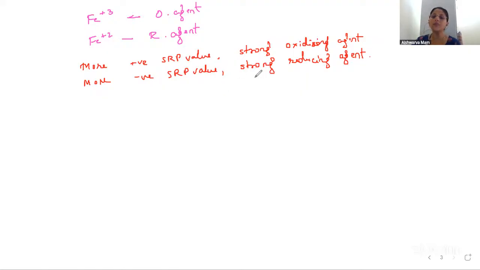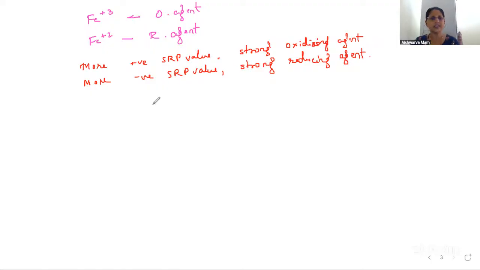Or if negative SRP values are given, with 4 options, and you are asked to arrange them in decreasing or increasing order of reducing agent, this point can be used. If the particular metal ion has a more positive SRP value, it will be a very strong oxidizing agent or a very weak reducing agent. If the SRP value is more negative, then it will be a very strong reducing agent.